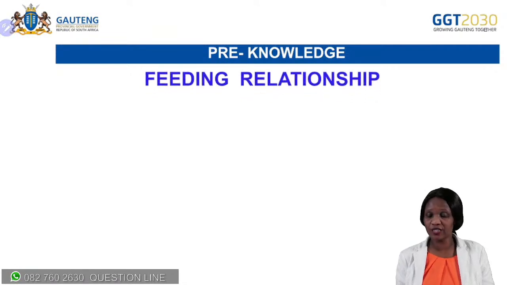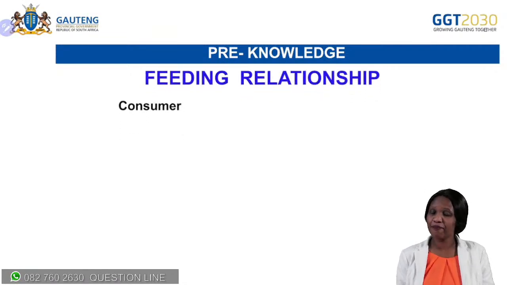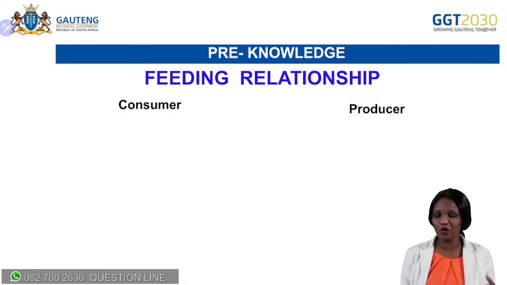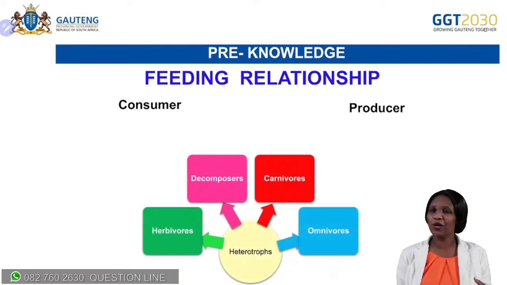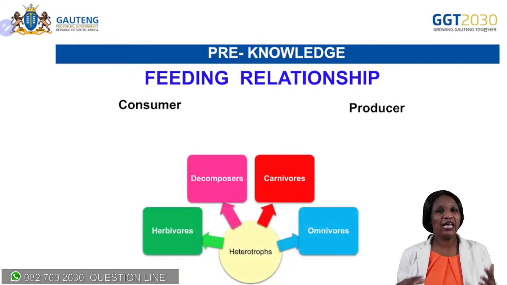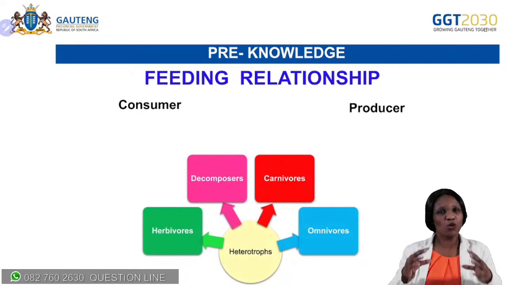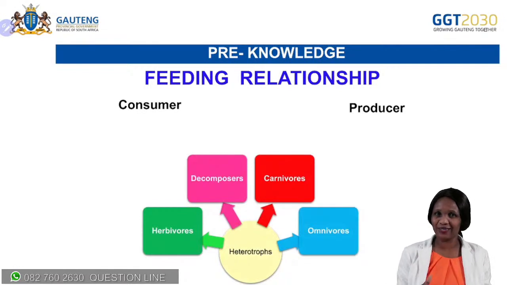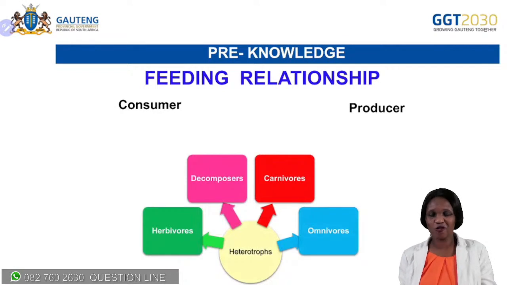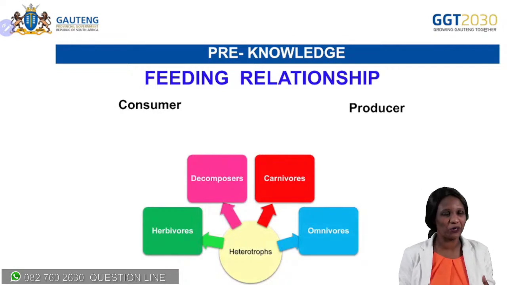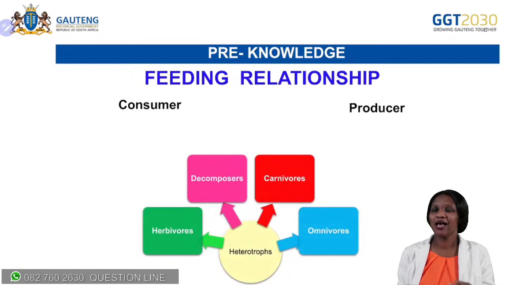And then we've got feeding relationships. Remember, we started on feeding relationships in grade 8. And then we've got consumers and also producers. When we are talking about consumers, the consumers don't produce their own food, but we are dependent on plants. And then we've got the producers. When we're talking about the producers, we are talking about what? The plants. Plants produce their own food.